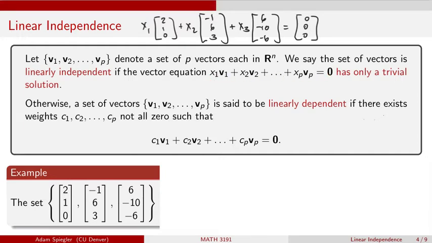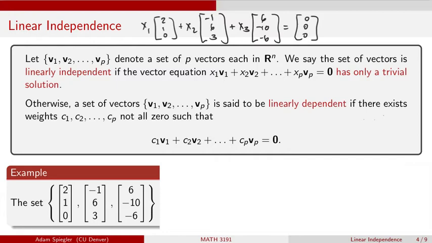Otherwise, this set of vectors v1 up to vp is said to be linearly dependent if there exist weights c1, c2, up to cp, which are not all zero, such that when we combine these vectors back together using those weights, we wind up with the zero vector.